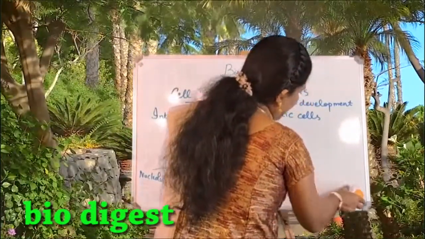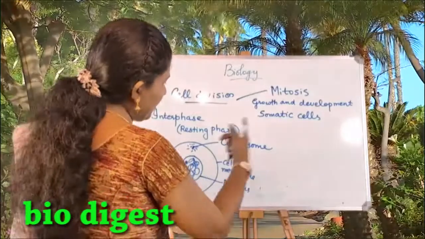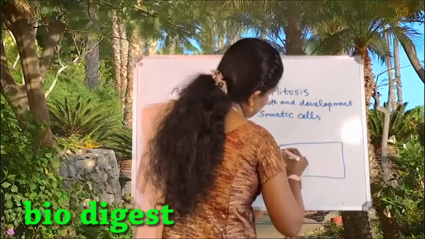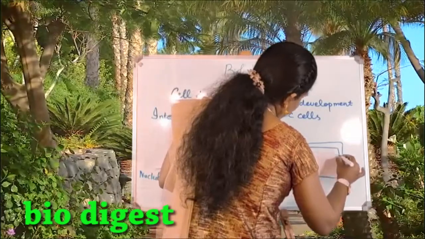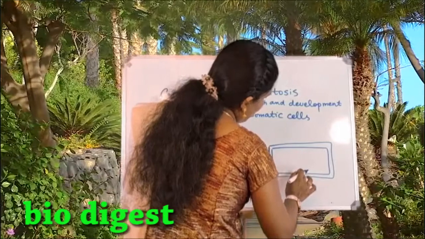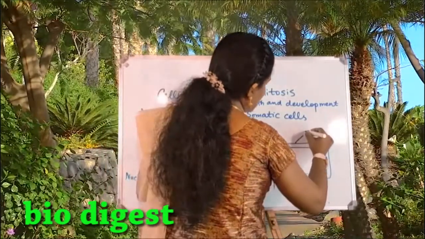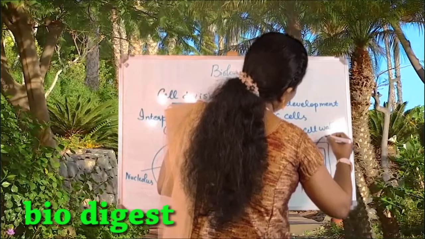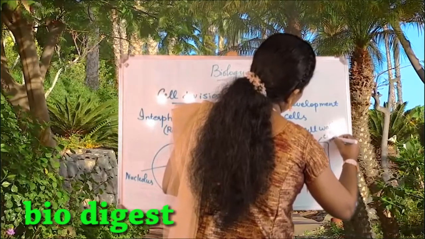Now what about a plant cell? The same thing I will show in a plant cell. So if it is a plant cell, what will happen? The plant cell will be having cell wall as well as cell membrane. So the outer one is cell wall. The inner membrane is cell membrane.